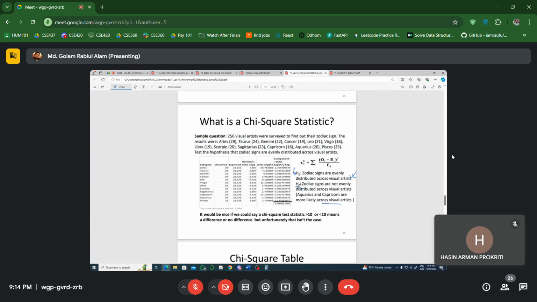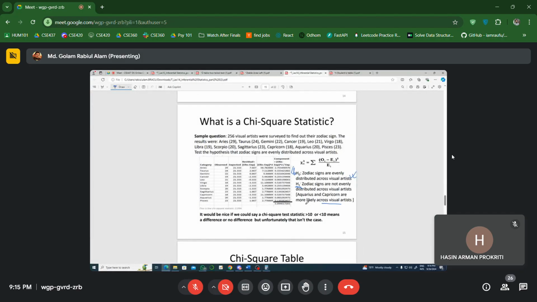So that is our alternate hypothesis. The common belief for the visual artists is also that the zodiac signs are evenly distributed, but some people may think that most of the visual artists are from the Aquarius and Capricorn group. So the zodiac signs are not evenly distributed across the visual artists.